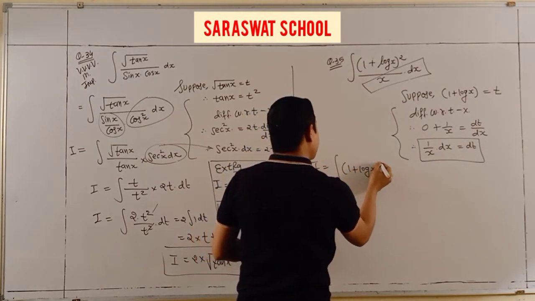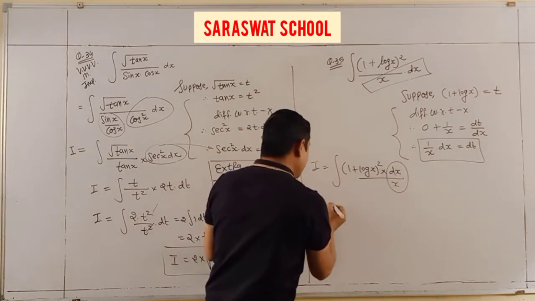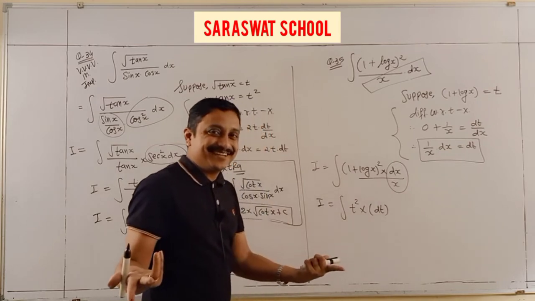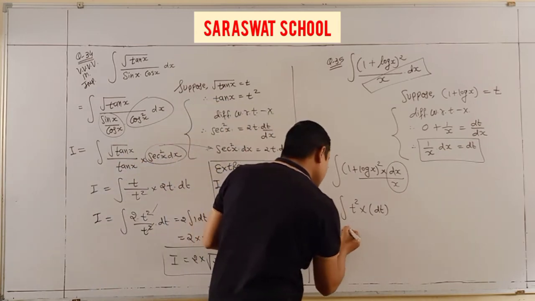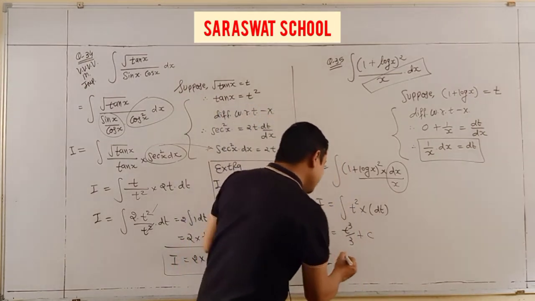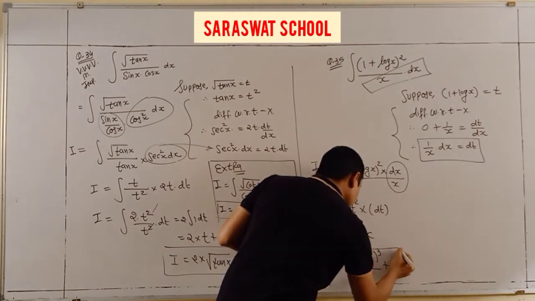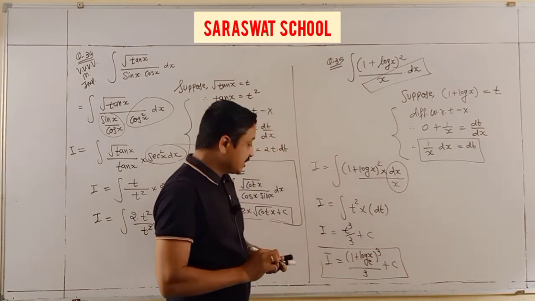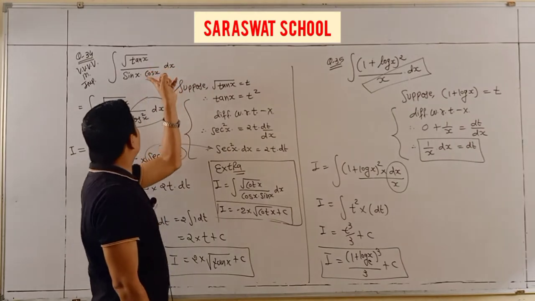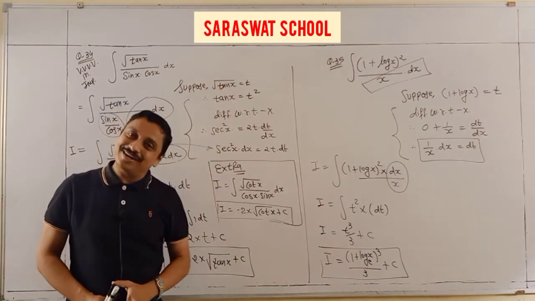This 1 upon x dx indirectly gives the dt form, and the total value I just operate here: dx by x becomes dt. So my value is 1 plus log x whole square, which is t square, and that is dt. Finished. Only integration. So the integration is t cube by 3 plus c, and happily putting your t value. What's my t value? 1 plus log x. So the final answer is 1 plus log x whole cube by 3 plus c. This question 35 is also easy. But students, once more, 34 is the most likely question for the exam. Now I go to the next one.